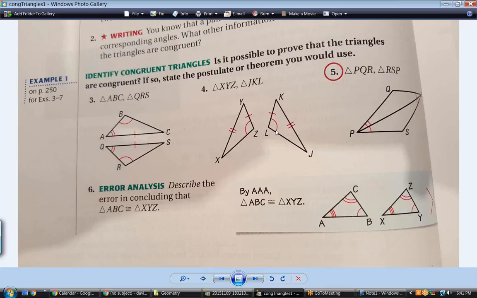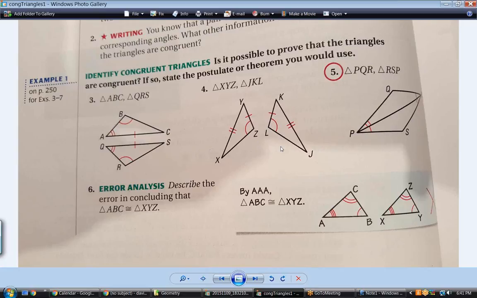Now, over here, we only have side-side-angle. So is it possible to prove? If so, state the postulate or theorem you would use. I don't know what to say to this one here. I happen to know it's congruent because it's an obtuse angle, but I don't believe there is a postulate regarding that.